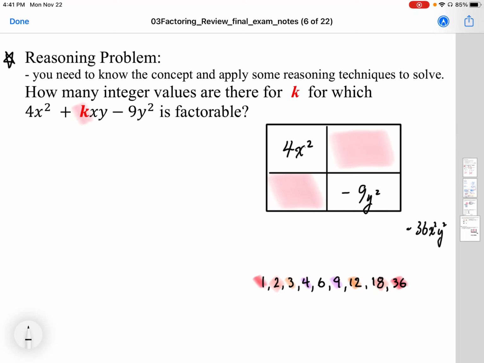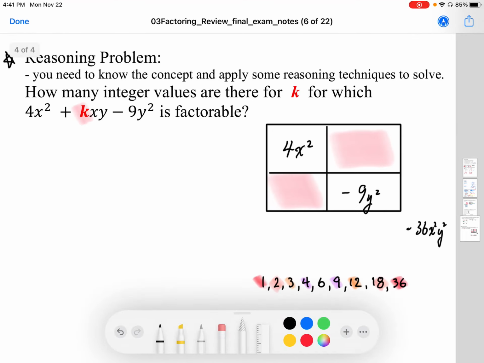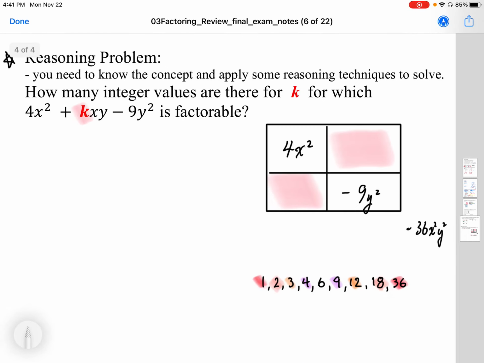First thing is, try to recognize that with the x squared and y squared on the outsides, as long as the middle term is an xy term, this is a quadratic. The other part is that this has a leading coefficient of 4, so we want to multiply the first and last terms together to be able to factor that middle term, the unknown k value. So I've drawn in my 4x squared and negative 9y squared, and I get the diagonal product here of negative 36 x squared y squared.